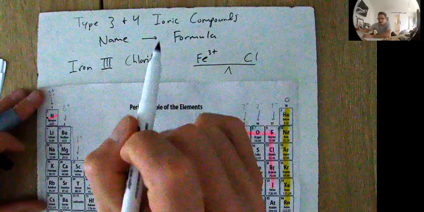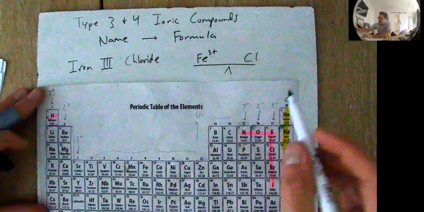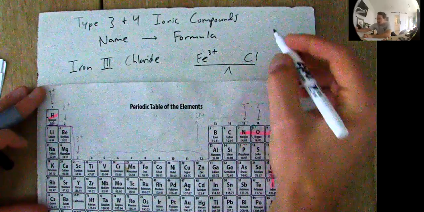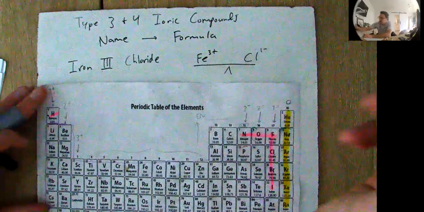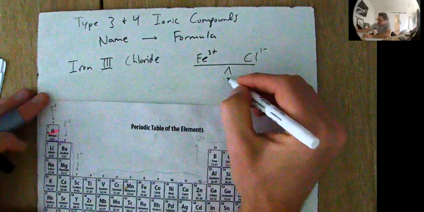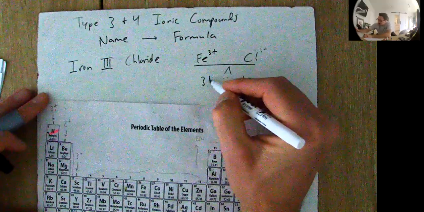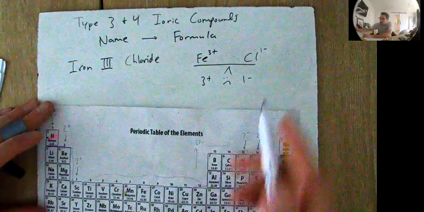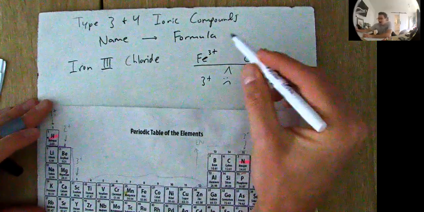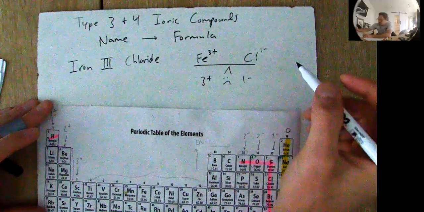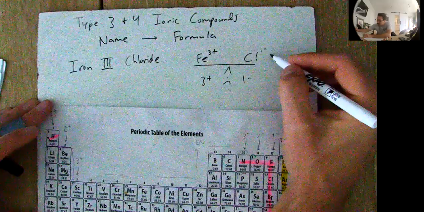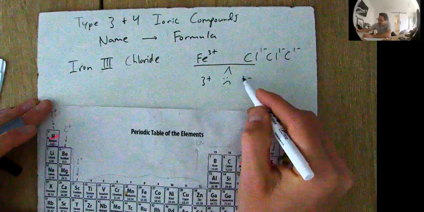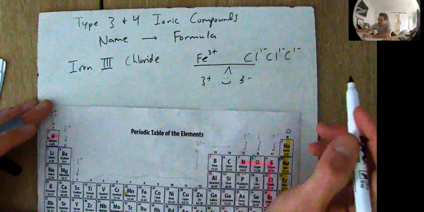That's what the Roman numeral means. Okay, then if you look for chloride, chloride's located right here on the periodic table. That means you know that there's a 1 minus charge on chloride. Well, this is a problem because 1 minus does not balance with 3 positive. Okay? So what we have to do in our formula is we have to include more chloride ions in order to balance out the charge of 1 iron ion. So how many extra chlorides do we have to add? Here's another chloride. And here's another chloride. So that means now we have 3 minus balancing with 3 positive.